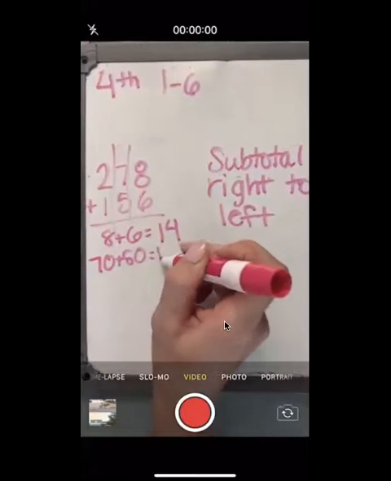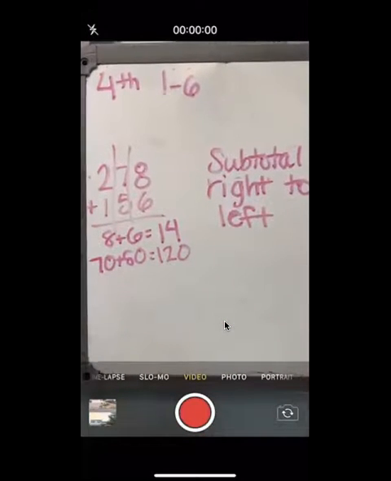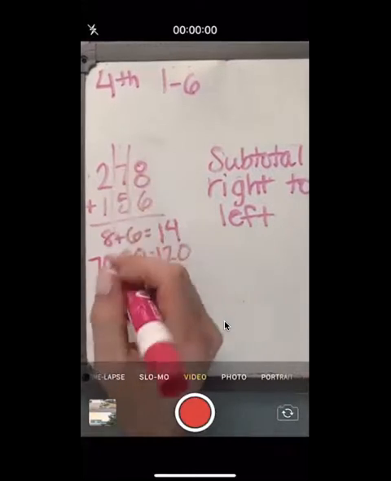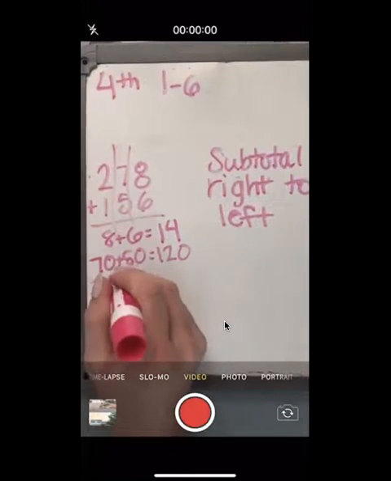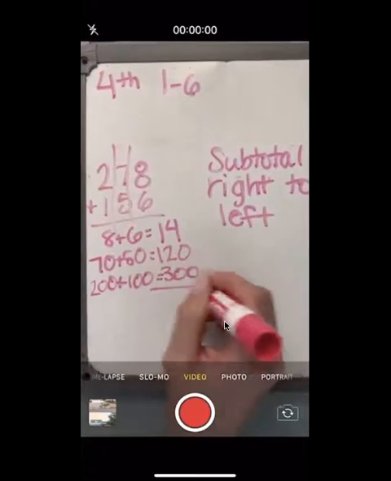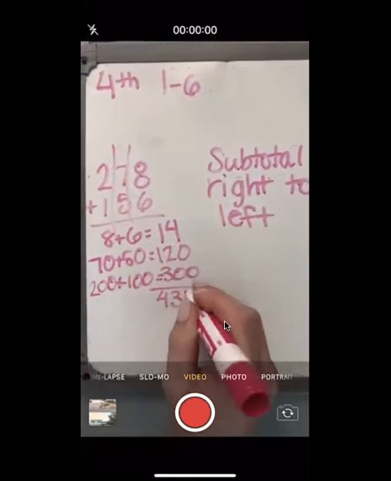And guys, this is exactly the same as the other one. It's just going right to left. And then my 2 and my 1's not just a 2 and a 1, it's a 200 and 100 to give me 300. And it gives me 434.